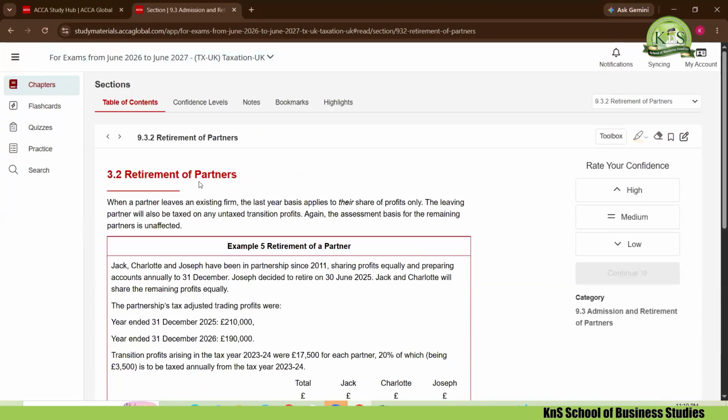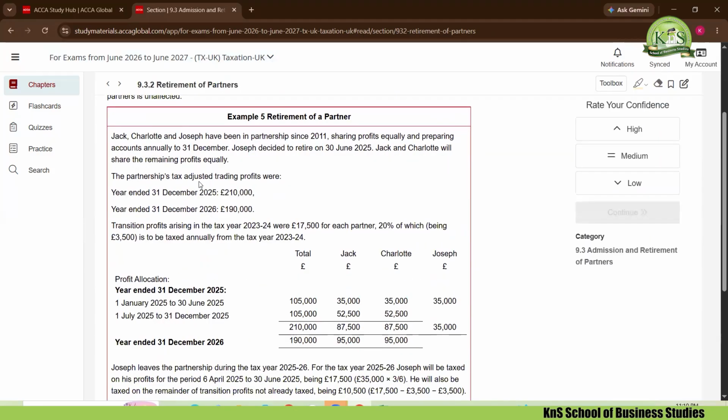Now retirement. If a partner has left, whatever the impact is, we will also do that in 2 parts. I'm just reading it out. J, C and J have been in partnership, sharing profits equally, preparing accounts to 31st December. It means accounts start from 1st Jan. He decided to retire on 30th June. So again, we will take 6 months and 6 months. Very simple.